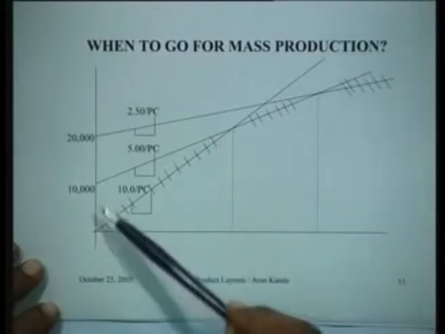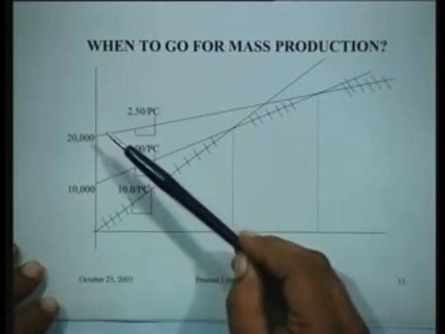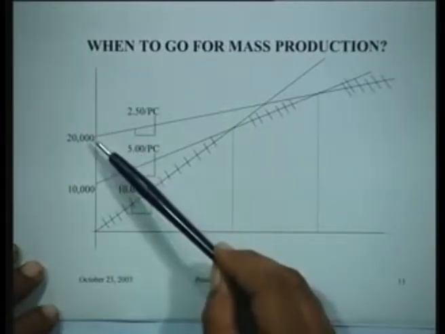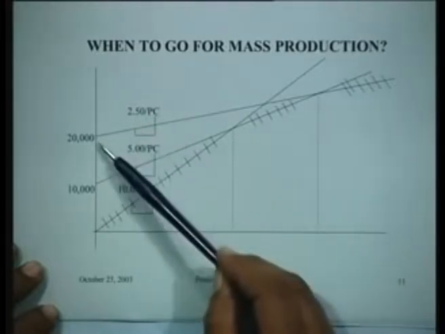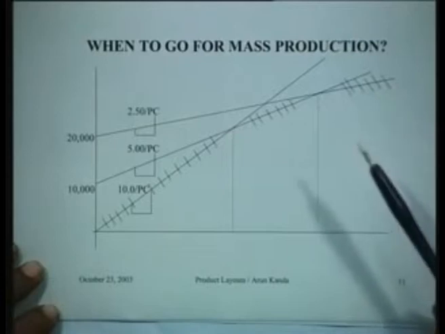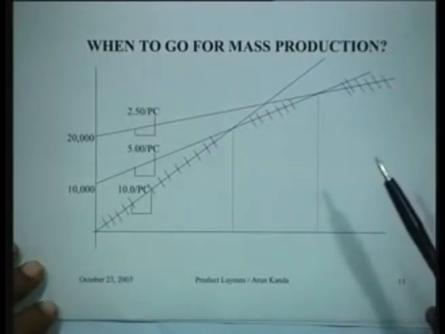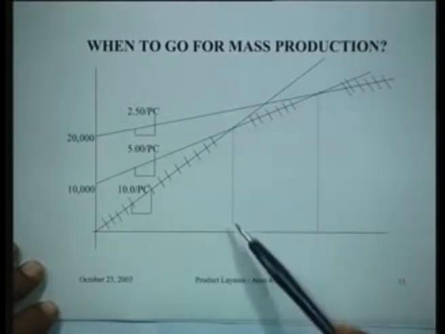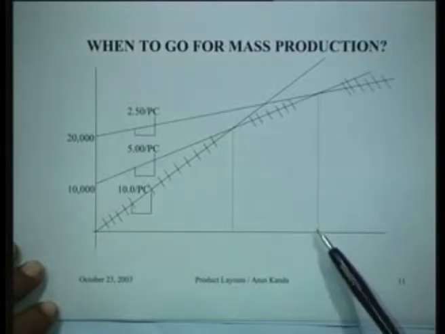Or you might say that I can make a heavier investment of 20,000 rupees or whatever it is, and then maybe we can produce a part for 2 rupees 50 paisa per piece, and it will be like this. Now through a simple break-even analysis, you can find out these two quantities, quantity Q1 and quantity Q2 here. This is very simple.